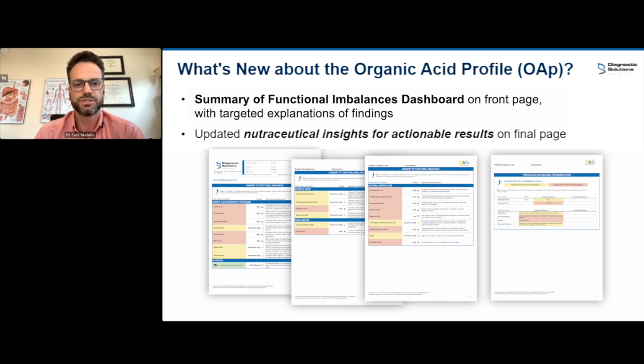Updated nutraceutical insights for actionable results on the final page. So you basically can take those first 1 to 3 pages that are highlighted in orange or yellow and red, and then the last page, and you basically have what you need from the report. And then if you have questions, of course, schedule a consult with myself or other people on our medical education team here at DSL.